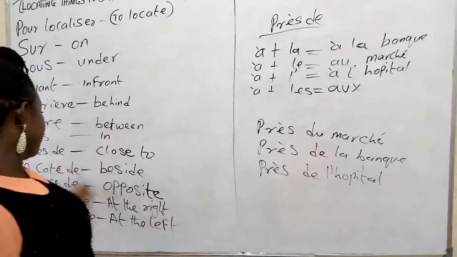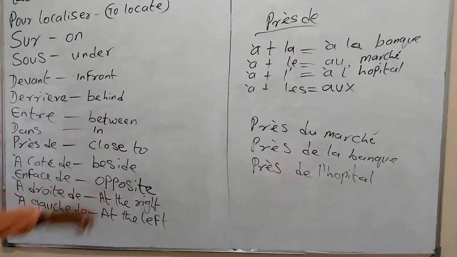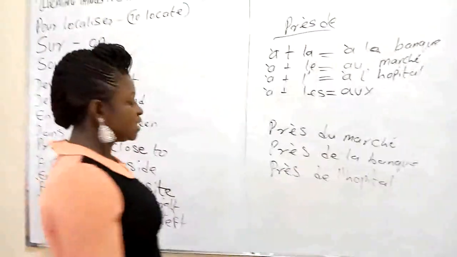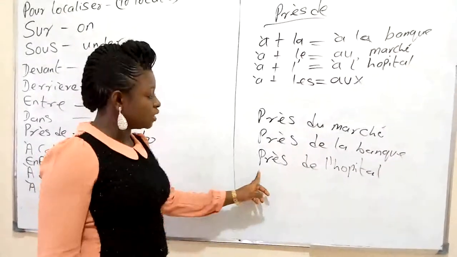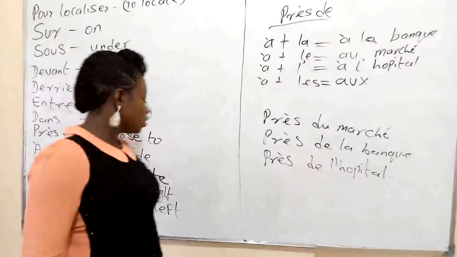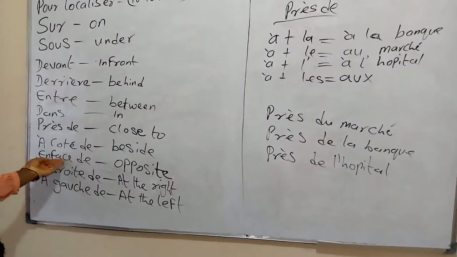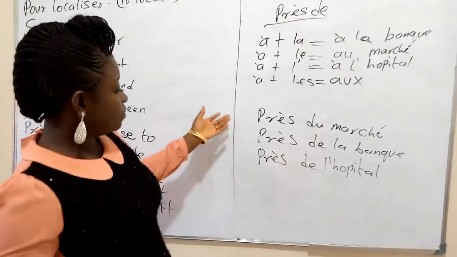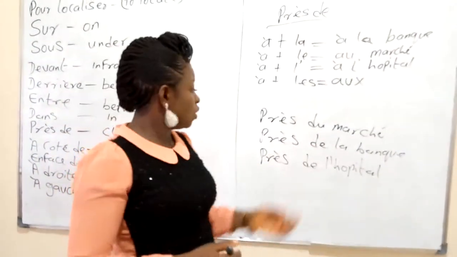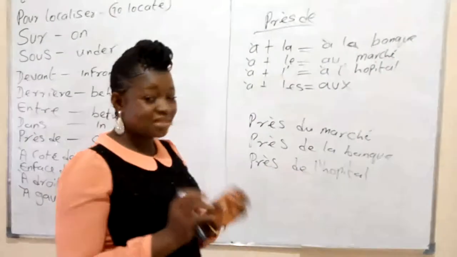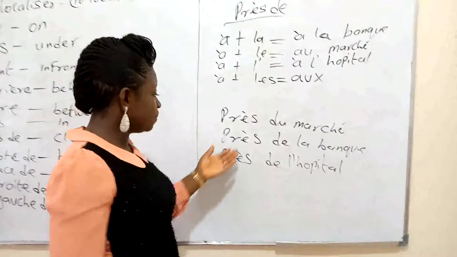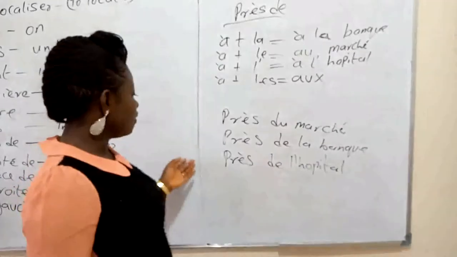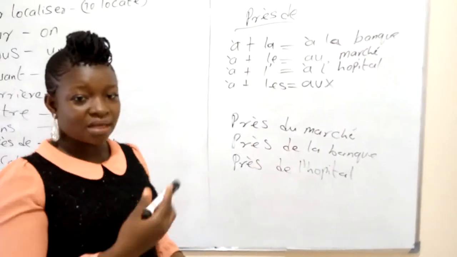Now, if it is not près de, it could be the next one, à côté de, which is beside. J'habite à côté du marché. J'habite à côté de la banque. J'habite à côté de l'hôpital. If it is not à côté, it could be en face de, which is opposite. J'habite en face du marché, du. That's the change I'm trying to make you understand. J'habite en face de la banque, j'habite en face de l'hôpital, and so on.